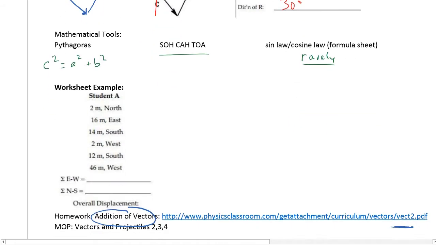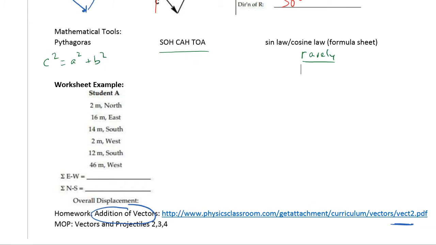Okay. Here's another example from the worksheet about a student moving around. I'm just going to organize this a little bit in terms of our x directions and our y directions. Okay. Now just a reminder what x and y look like. So x is this direction. X is the same thing as east is in the positive direction here, and west is in the negative direction.